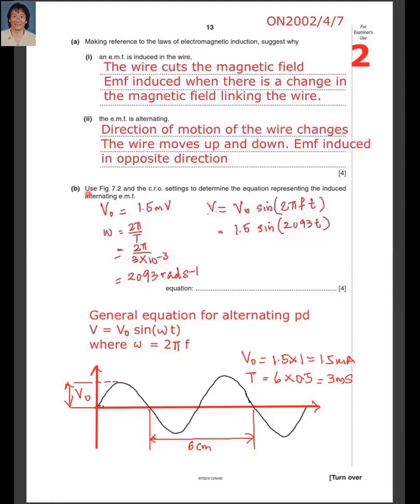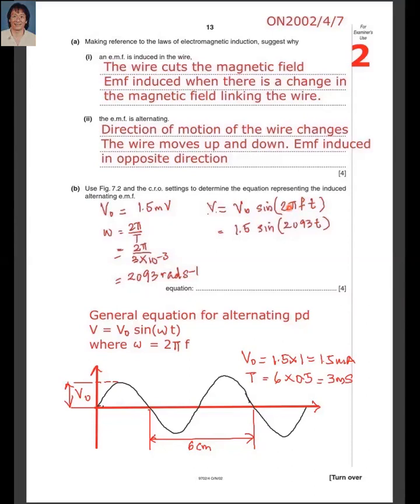In part B, use figure 7.2 and the cathode ray oscilloscope setting to determine the equation representing the induced alternating EMF. The general equation to represent an induced alternating current or EMF or voltage is this formula: V equals V naught sine 2 pi f t. 2 pi f actually is omega.